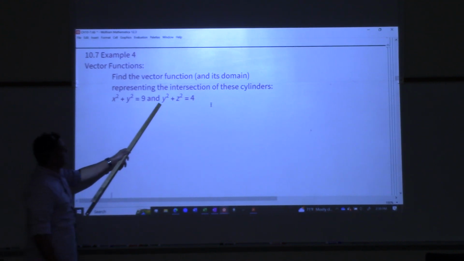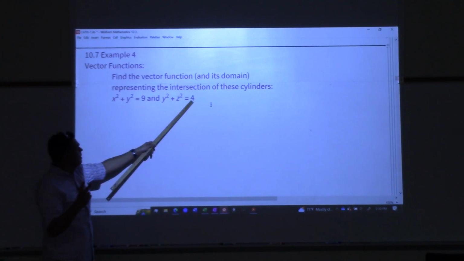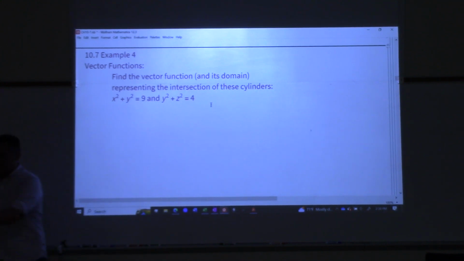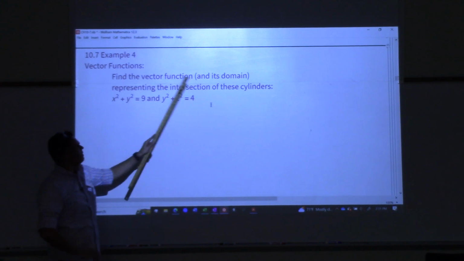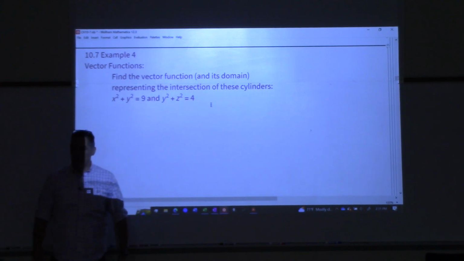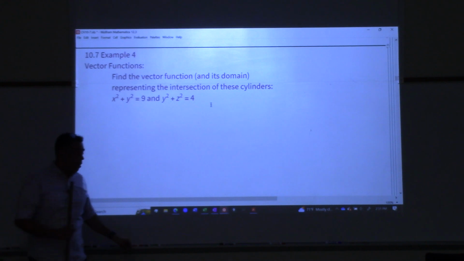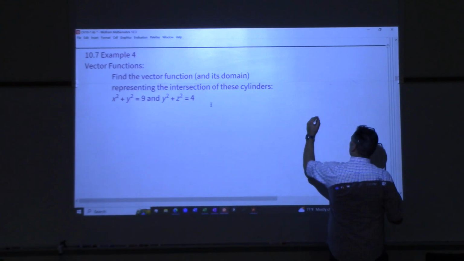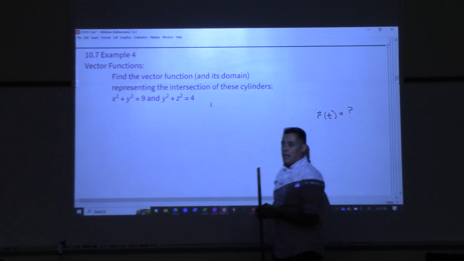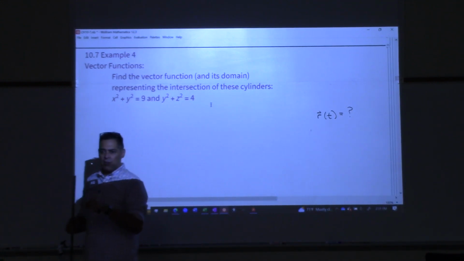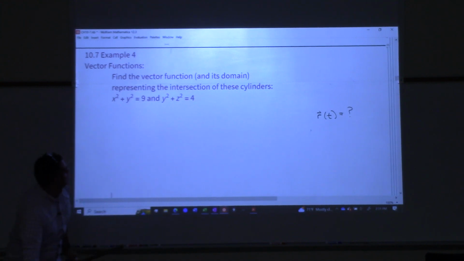And then this cylinder has a radius of 2, but it goes out the x-axis, which is the red one, right? So I've got the beer can this way, and then we have a smaller beer can cutting through this way. And what I want us to do is find the vector function and its domain representing the intersection of those 2. So I want us to come up with an R of t that draws me the curve of intersection of those 2 cylinders.